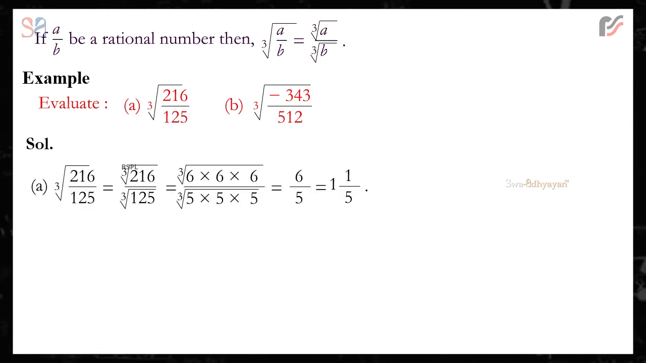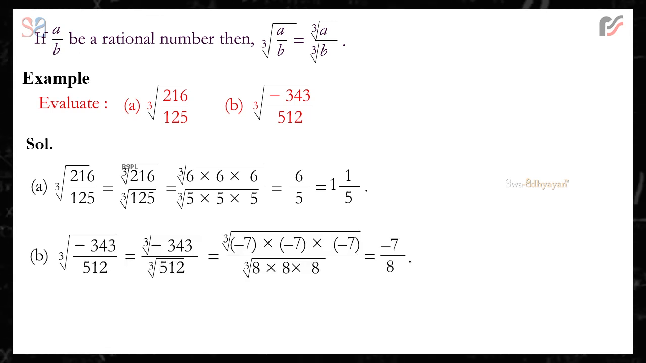Cube root of 216 by 125 is equal to cube root of 216 by cube root of 125, which is equal to cube root of 6 into 6 into 6 by cube root of 5 into 5 into 5, which is equal to 6 by 5, which is equal to 1 by 5. B. Cube root of minus 343 by 512, which is equal to cube root of minus 343 by cube root of 512, which is equal to cube root of minus 7 into minus 7 into minus 7 by cube root of 8 into 8 into 8, which is equal to minus 7 by 8.